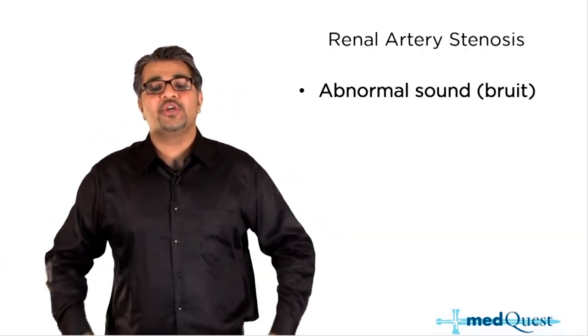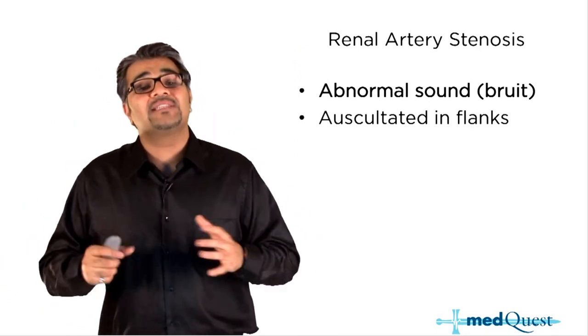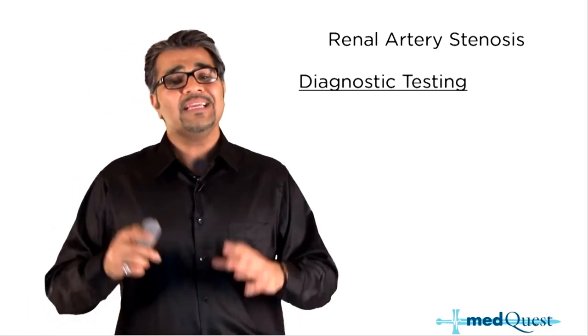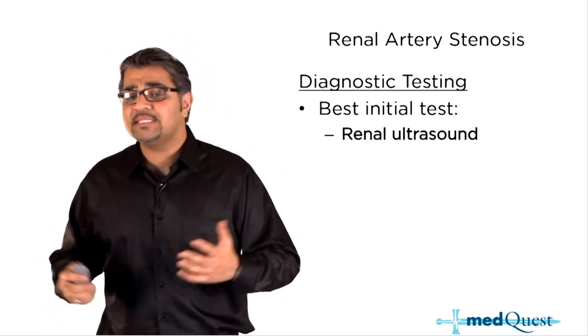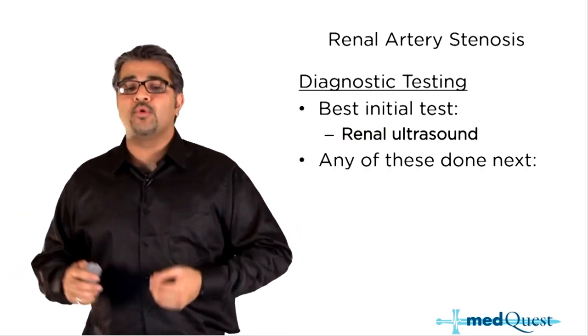Now let's talk about renal artery stenosis. In renal artery stenosis, you're going to hear an abnormal sound, which is a bruit over the abdomen. It's auscultated in the flanks, and these patients are going to have hypokalemia. Diagnostic test of choice, well, the best initial test, renal artery ultrasound. They're going to do a Doppler along with it. They're going to see abnormal flow.